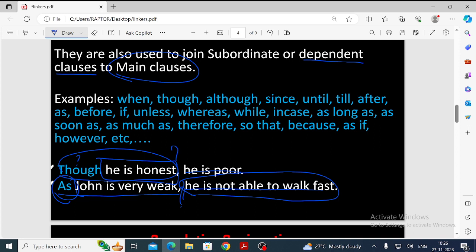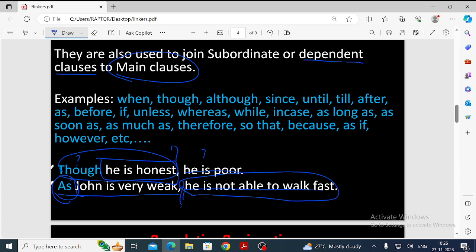So this is what you have to remember, the difference between coordinate and subordinate. Coordinate conjunction adds between two independent sentences. Subordinate conjunction will make the independent sentence a dependent sentence. That is the most important thing. Dependent sentence means the next sentence alone will give you the complete meaning of the sentence. So, though he is honest, he is poor. As John is very weak, he is not able to walk fast.